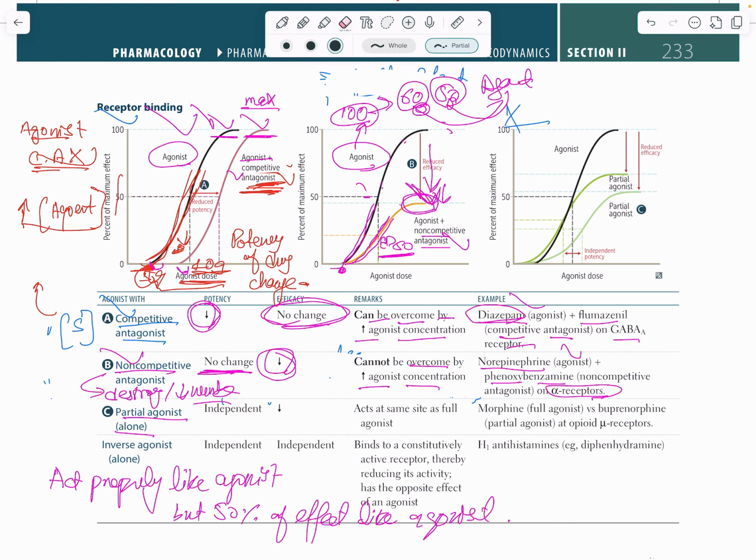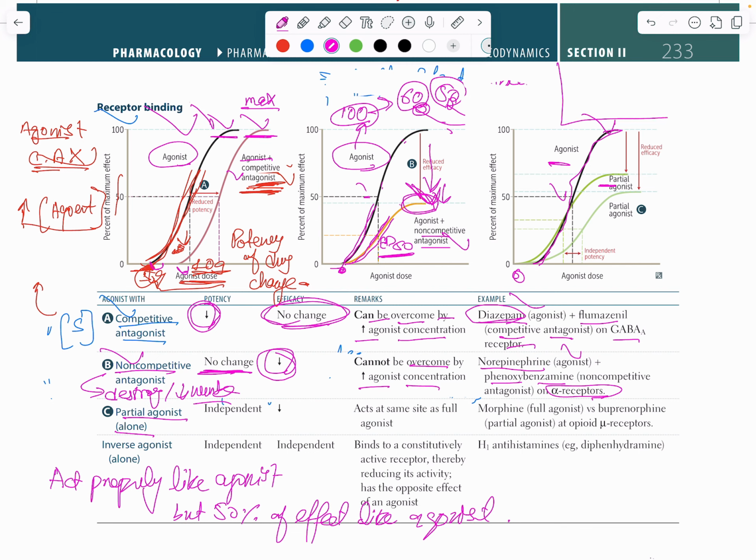A new theme: we're having one more graph here. Above the partial agonist, for example, it's at 0 dose. When you are giving the agonist, the desired effect is increasing, and you're getting the efficacy and potency. But when you give the partial agonist with the agonist, the effect changes. I will make one more graph for you guys.